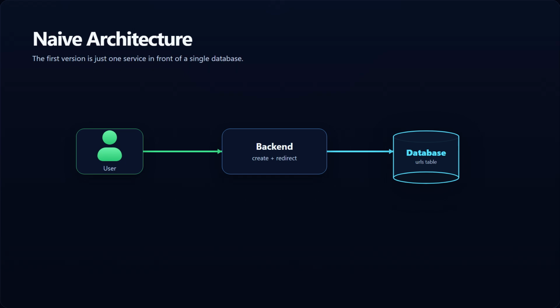The first version is exactly what you would expect: one backend service and one database. It is simple, easy to build, and for low traffic, honestly, a perfectly fine place to start. But simple architectures can hide future bottlenecks, so now let's zoom in and look at the data.